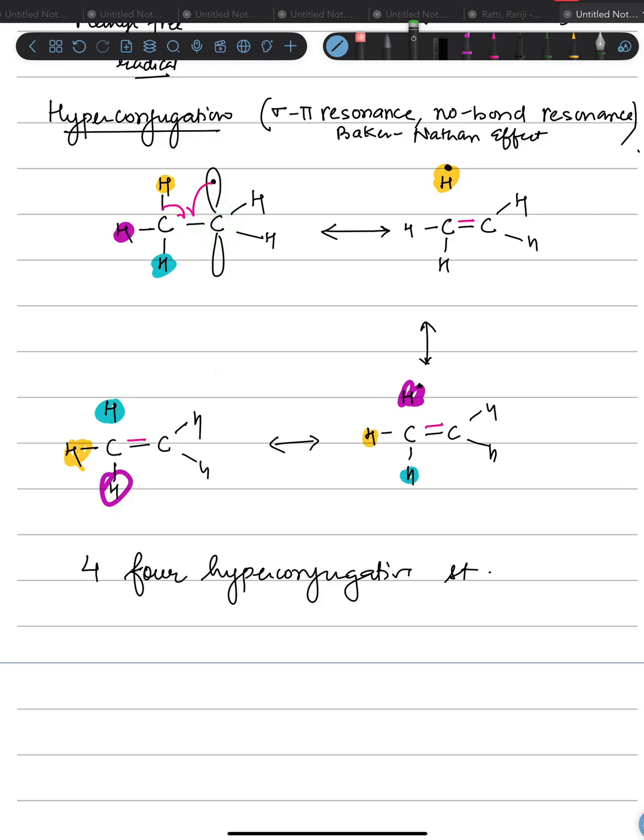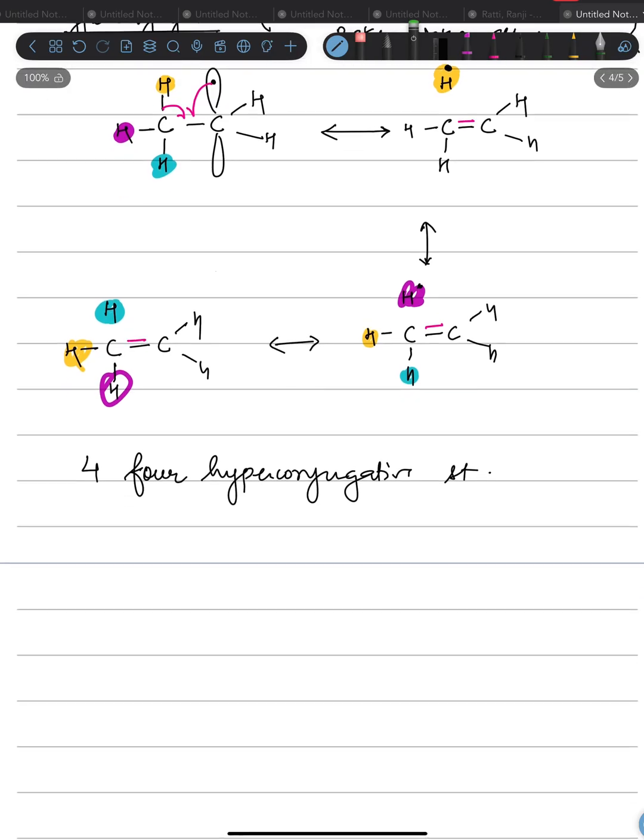Why is it called sigma pi resonance hyperconjugation? Because it is the sigma electrons which are used up in forming the pi bond. So that's why it is called sigma pi resonance. Why is it called no bond resonance? Because during hyperconjugation, when we draw the hyperconjugative structure, there is no bond between this carbon and this hydrogen which is involved in the whole process. No sigma bond, so no bond resonance, right?